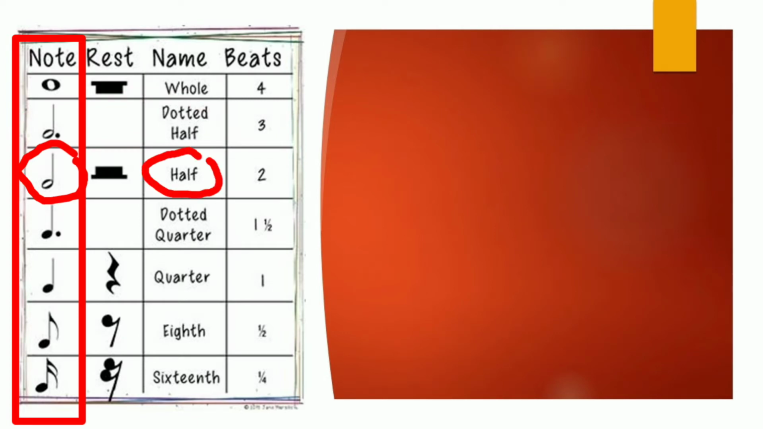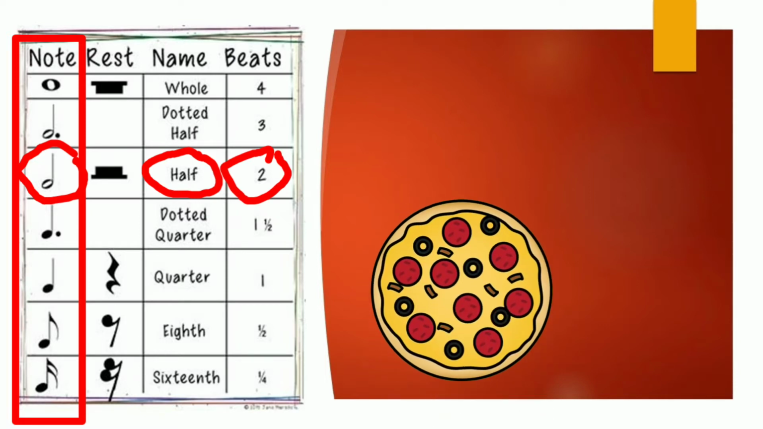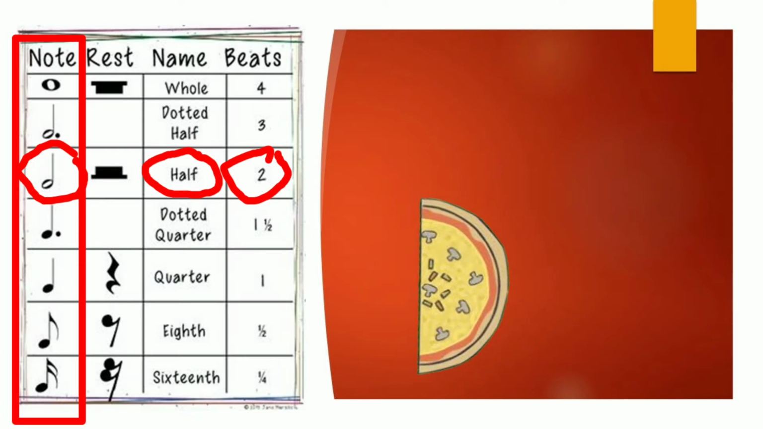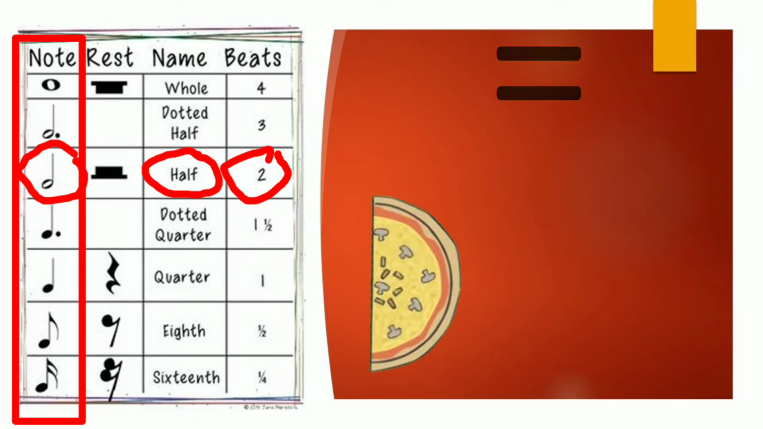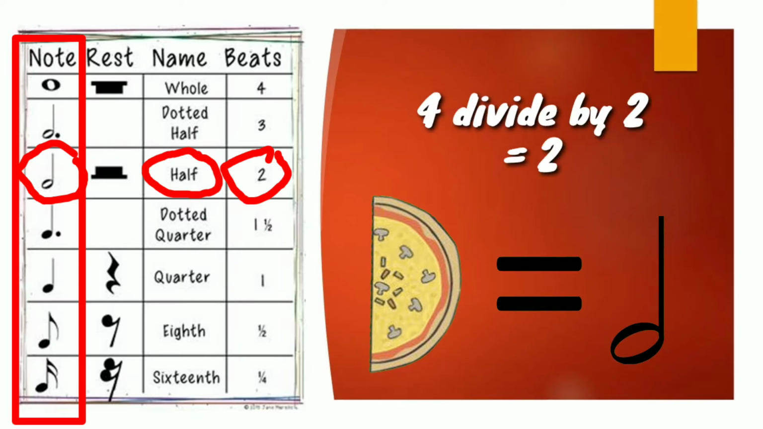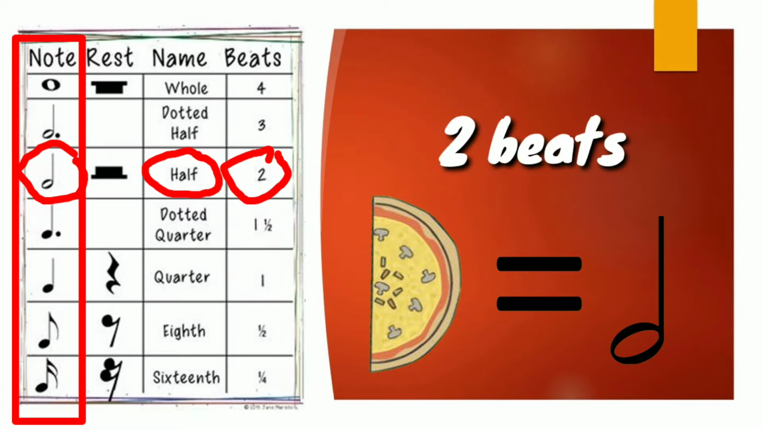We have the half note, and it has 2 beats. Now if you slice that pizza into 2 equal parts, it's gonna leave us with this half pizza, and it's equivalent to the half note. 4 beats divided by 2 equals 2. Meaning to say, this half note receives 2 beats.